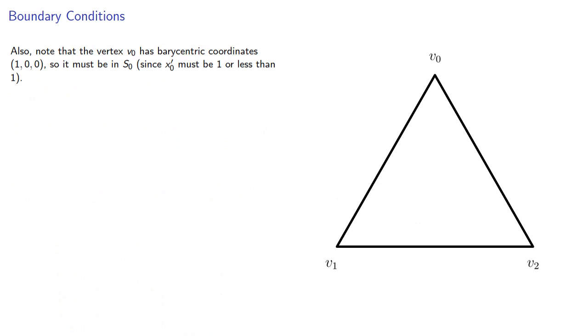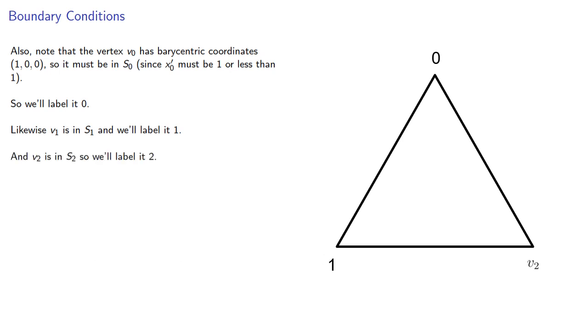Also, note that the vertex v0 has barycentric coordinates (1, 0, 0), so it must be in S0, since x0' must be 1 or less than 1. So we'll label it 0. Likewise, v1 is in S1, and we'll label it 1. And v2 is in S2, so we'll label it 2.